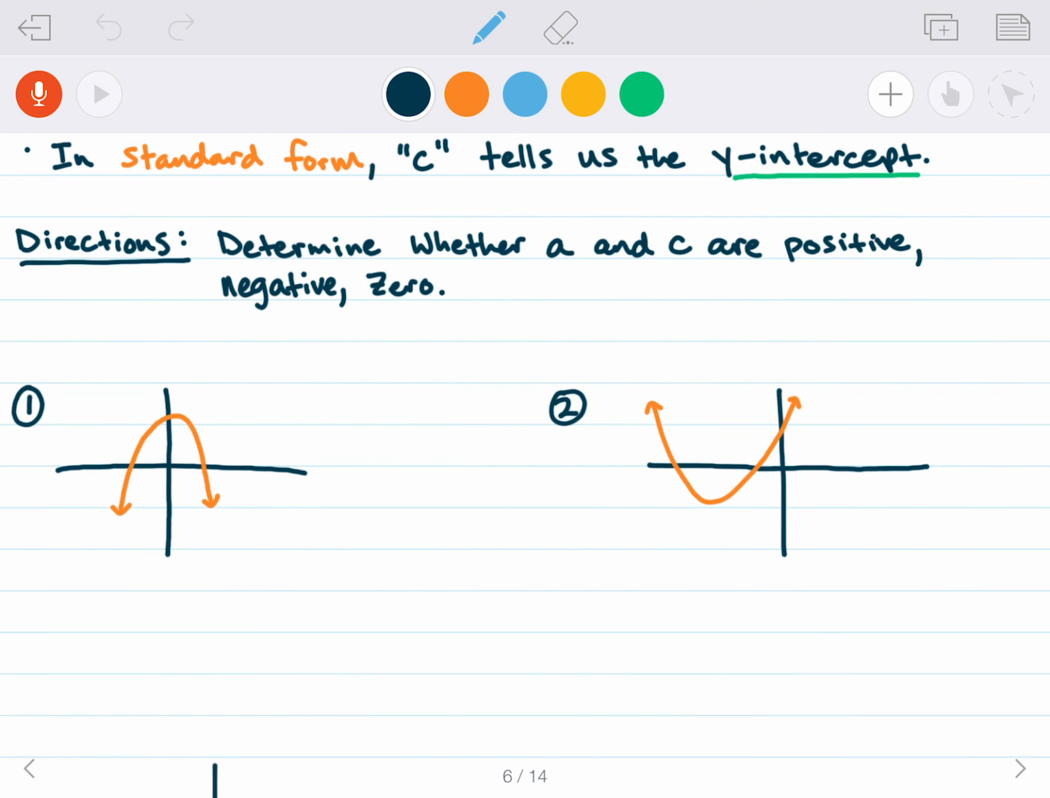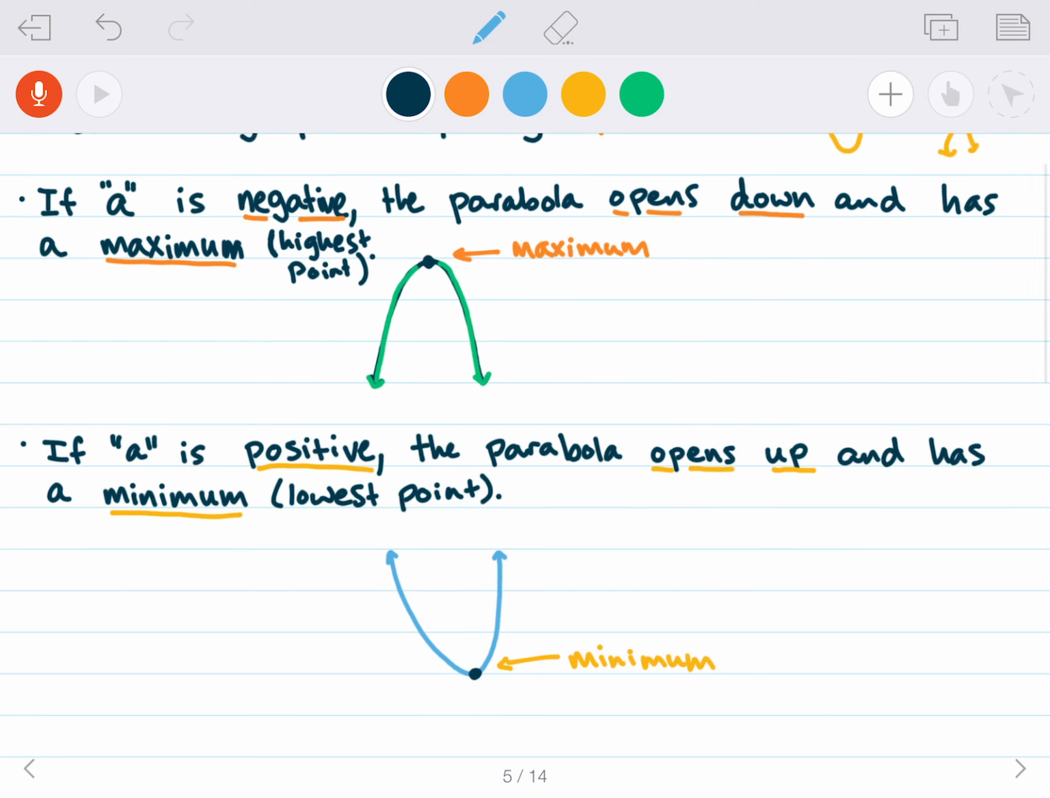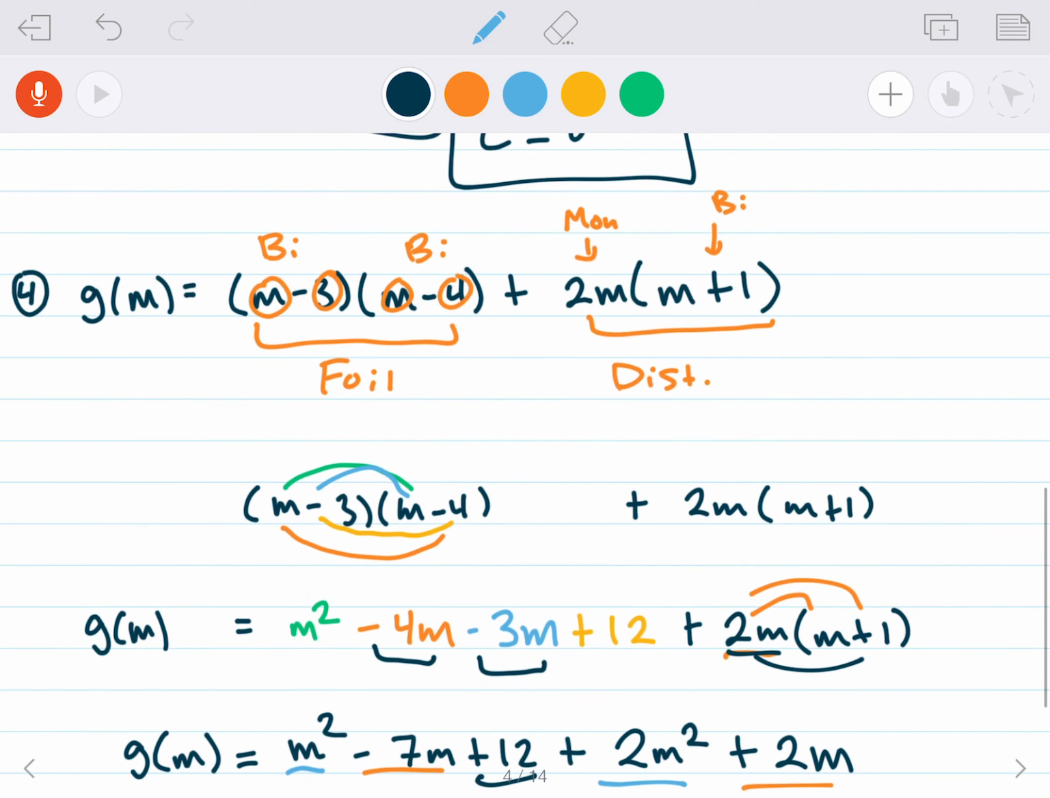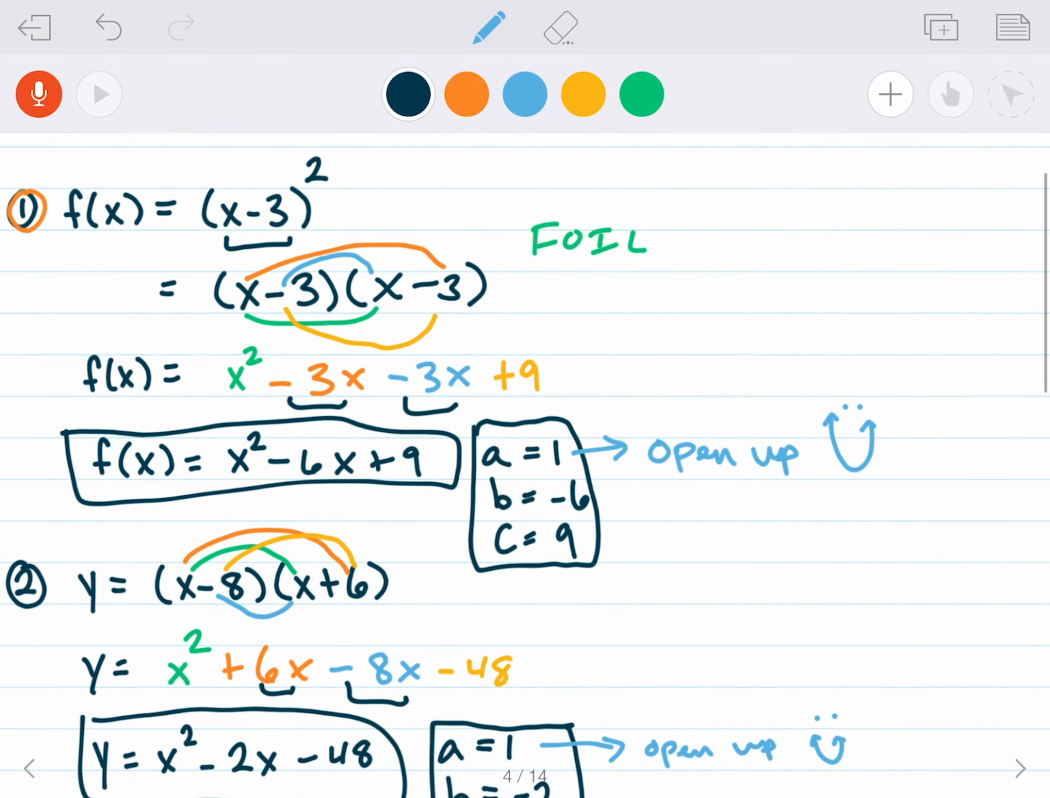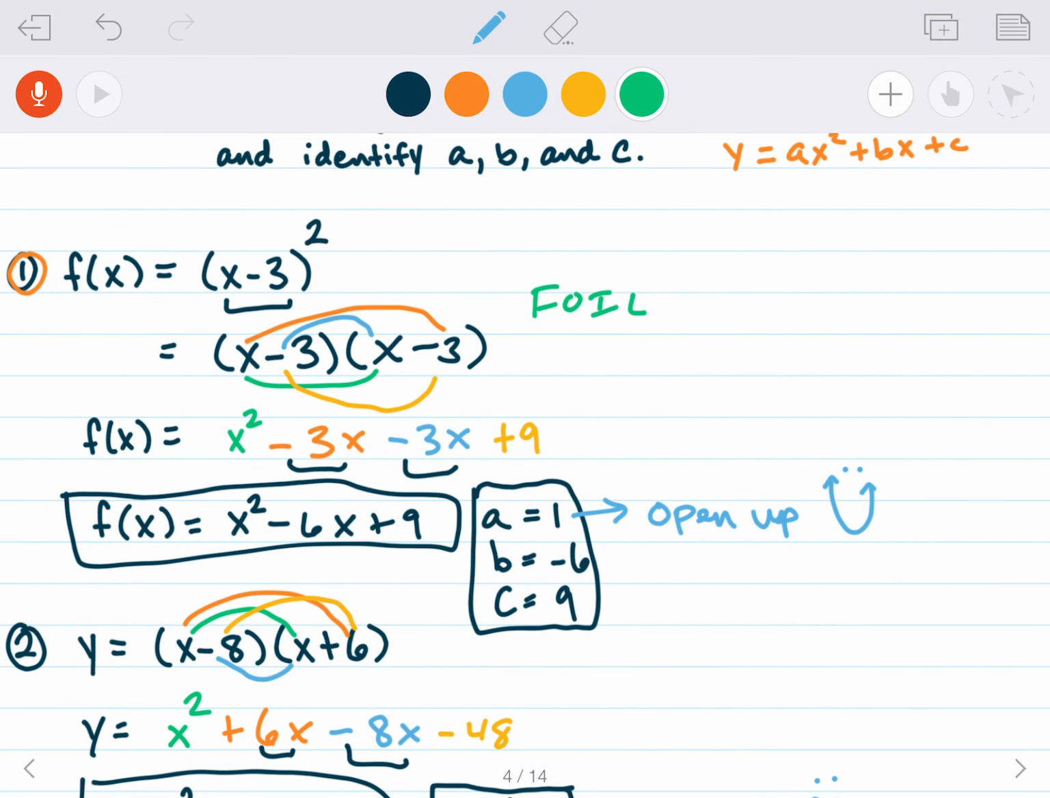Okay. So that's what A tells us, whether it opens up or down, and the letter C is going to tell us what the y-intercept is. So if we go back to our examples that we just did, we can tell what the y-intercept is because that's C. So the y-intercept for number 1 is 9 because C is 9. That's where it crosses the y-axis. So we know two things. We know it's going to open up, and we know that it's going to cross the y-axis at 9.